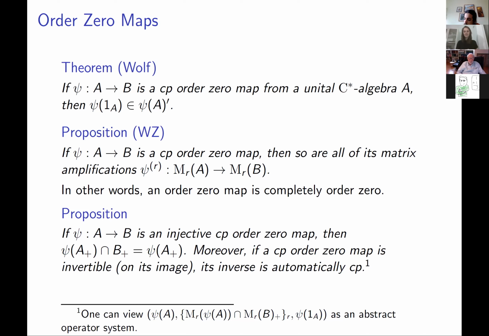So this can be seen as a bit of abusive notation, but completely positive maps, you usually assume that you're defining it on some sort of operator system. It turns out that there is an abstract operator system floating around that's keeping me from lying, which is basically just the image of A and the positive structure it inherits from B along with the image of the unit.